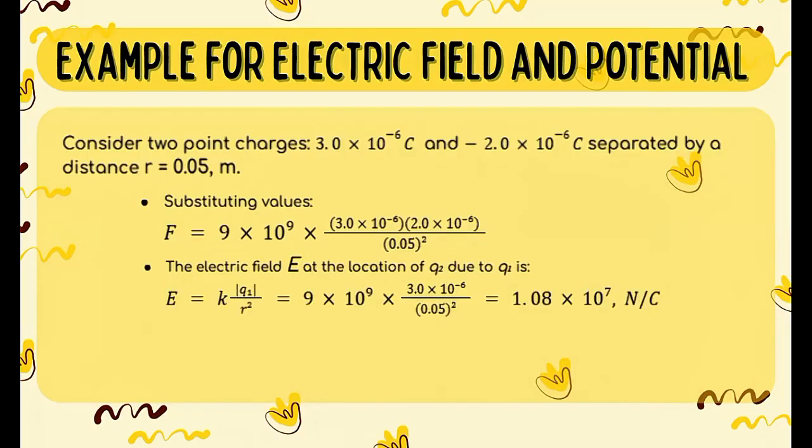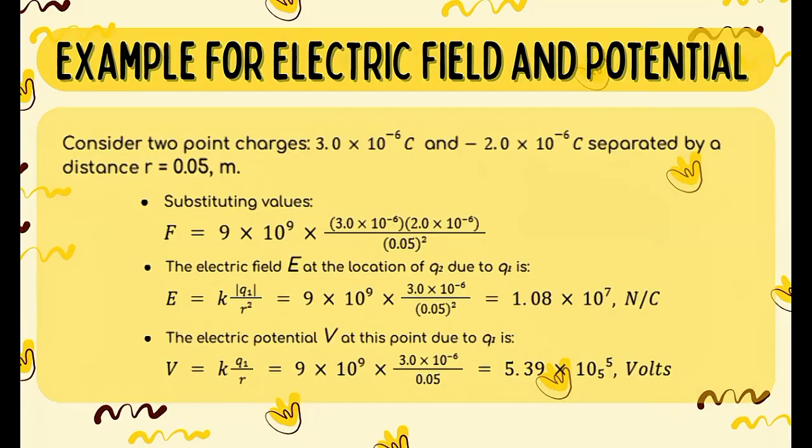Calculating the electric field at Q sub 2. Next, we calculate the electric field E at the position of Q sub 2 due to Q sub 1. We use the formula E equals K times Q sub 1 divided by R squared. Plugging in the values, E equals 8.999 times 10 to the 9th multiplied by 3.0 times 10 to the negative 6 divided by 0.05 squared. This gives us E is approximately 1.08 times 10 to the 7th newtons per coulomb. So that's the electric field intensity at Q sub 2 due to Q sub 1.